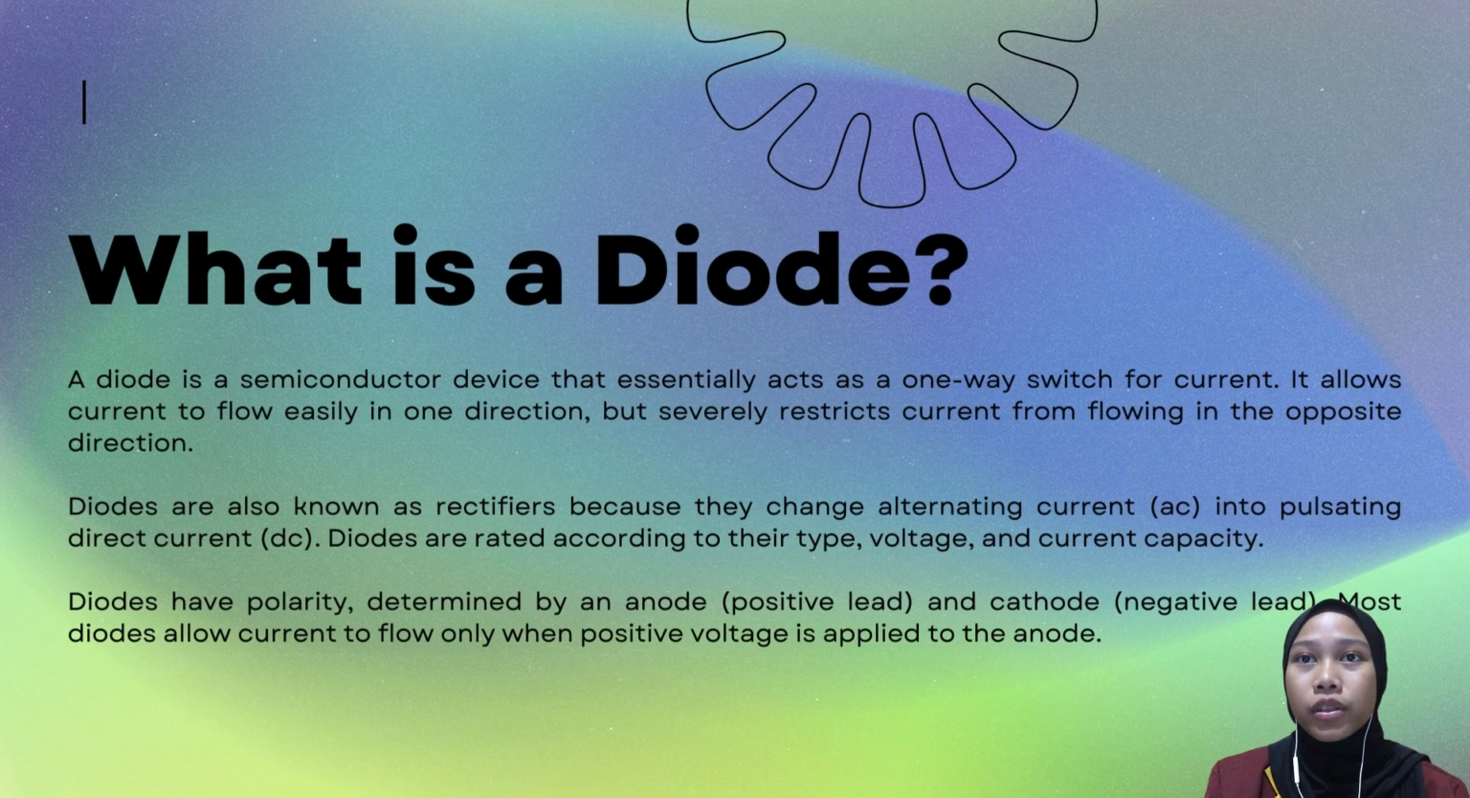What is a diode? A diode is a semiconductor device that essentially acts as a one-way switch for current. It allows current to flow easily in one direction, but severely restricts current from flowing in the opposite direction. Diodes are also known as rectifiers because they change alternating current into pulsating direct current.